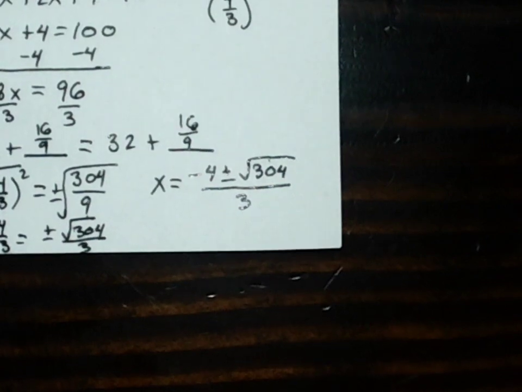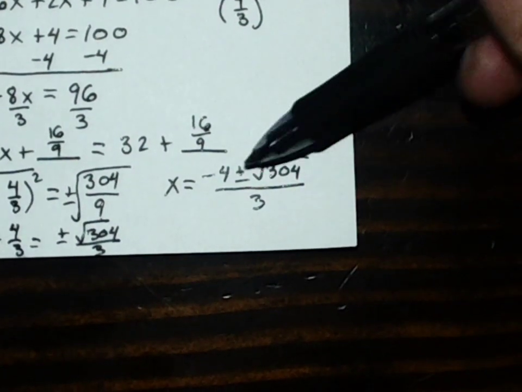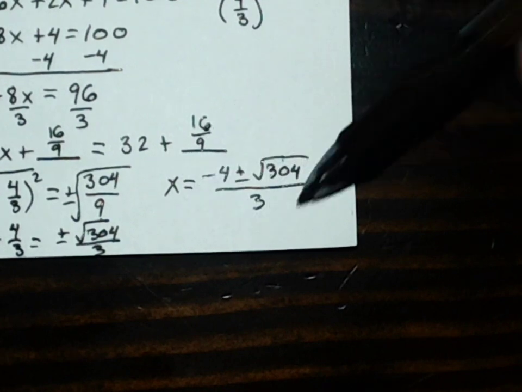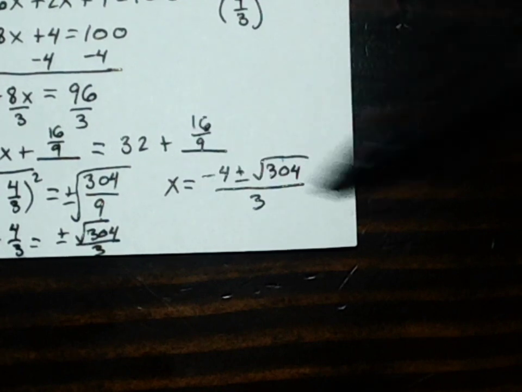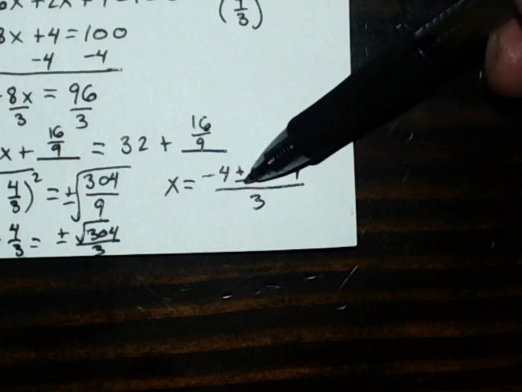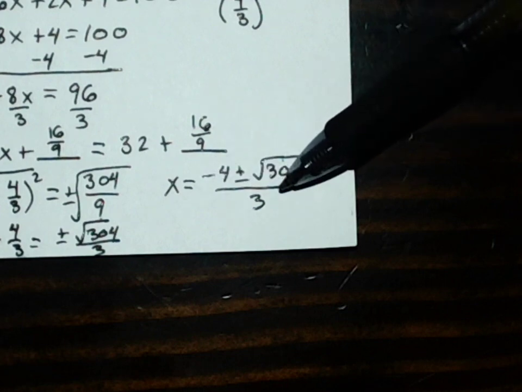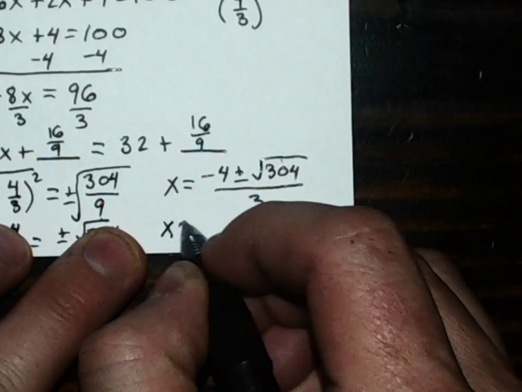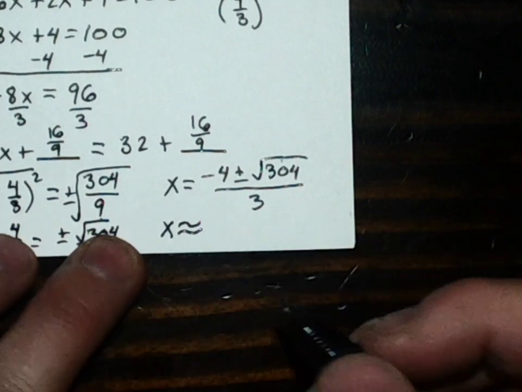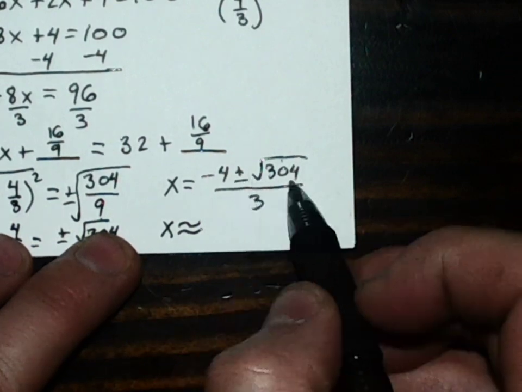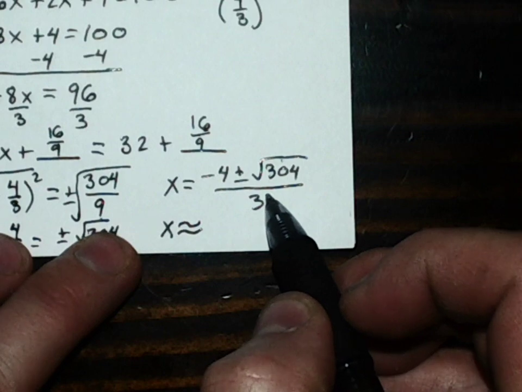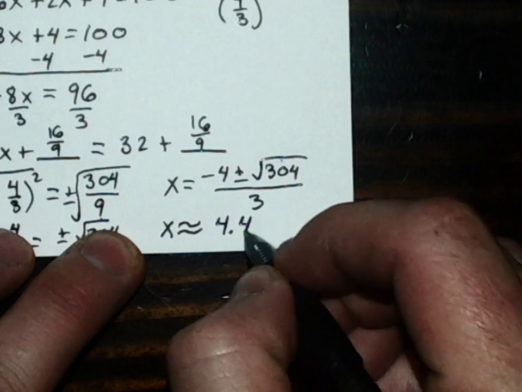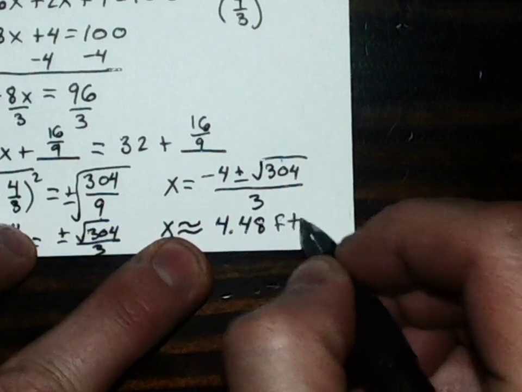Now again, if you're going to plug this into your calculator, you must put the top in parentheses, but you will find that one of these answers is going to be negative. When you take -4 and you subtract the square root of 304, you're going to get a negative answer, which doesn't make sense in the context of our problem. So the only answer is the positive answer, which is -4 plus the square root of 304 over 3. So when you plug that in, you get 4.48 feet.